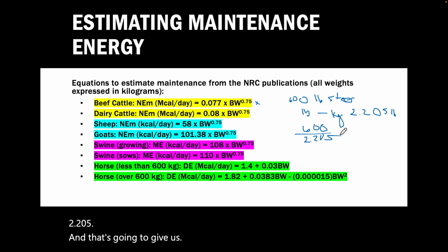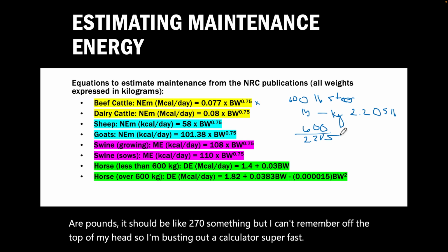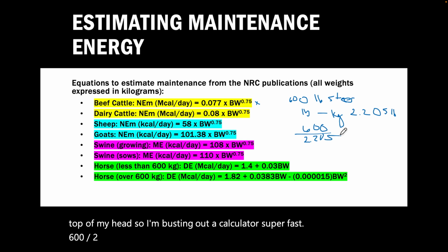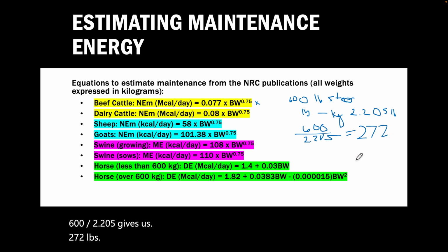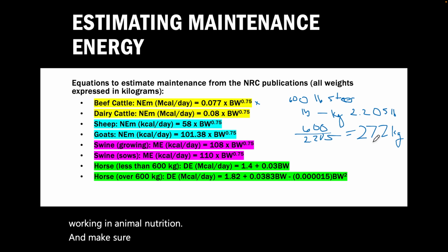It should be like 270 something, but I can't remember off the top of my head, so I'm busting out a calculator super fast. 600 divided by 2.205 gives us 272 kilograms. Always make sure you track your units when you're working in animal nutrition, and make sure you're labeled and you know exactly where you're at.